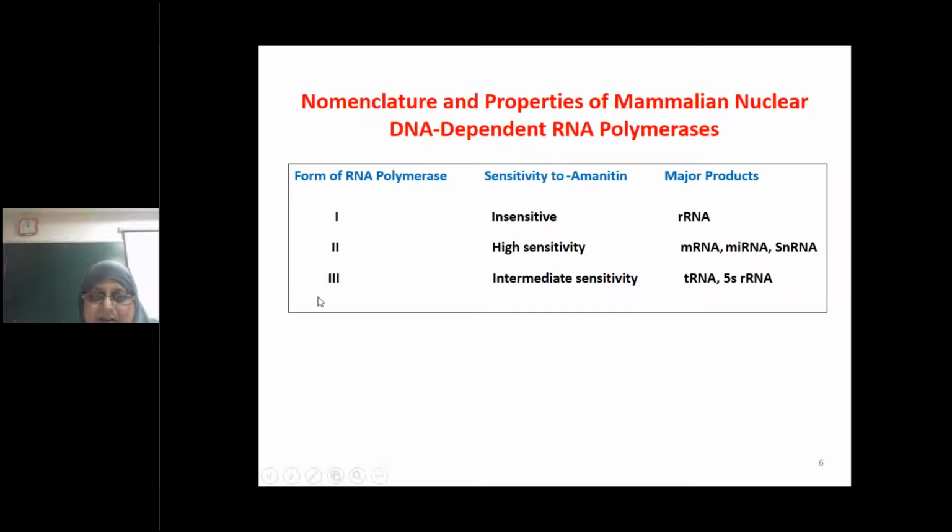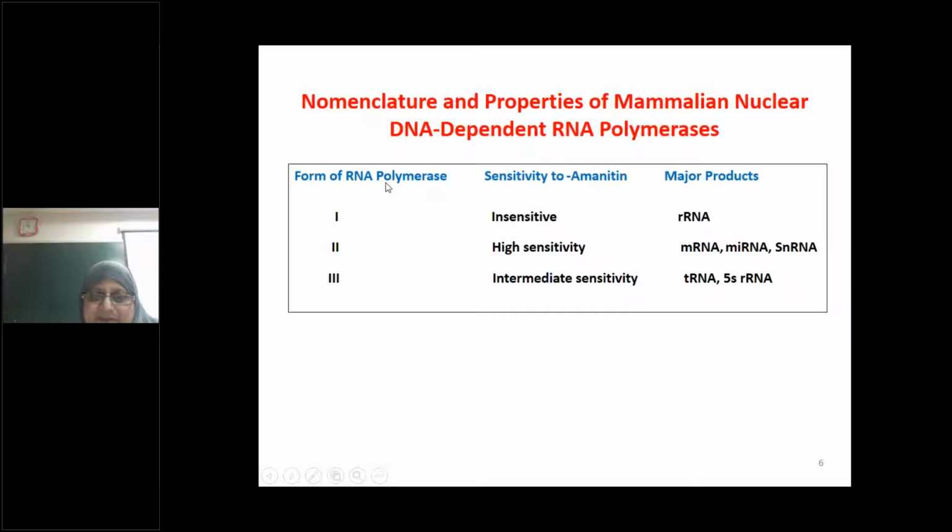Now all these 3 forms of RNA polymerases have been tested for sensitivity to amanitin. This amanitin is a peptide toxin that is produced from the mushroom. The scientific name for the mushroom is Amanita phalloides, and it produces this peptide toxin.